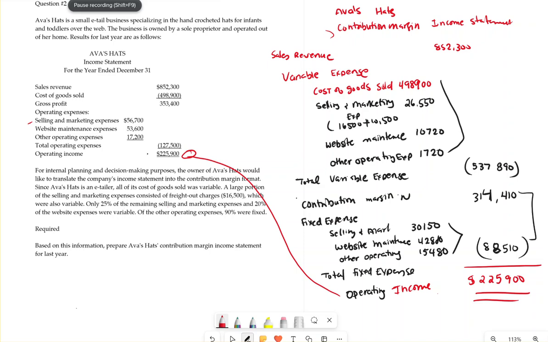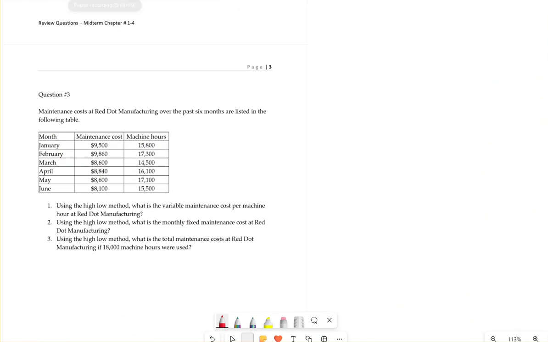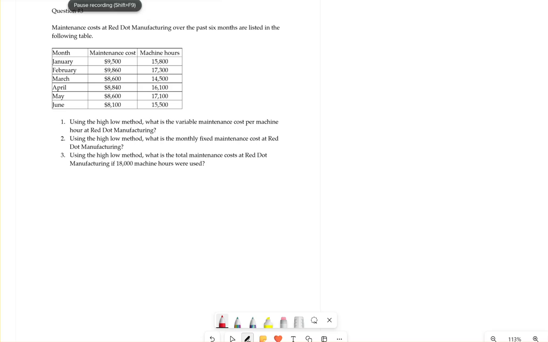How we arrive at that makes a difference. So let's go to our next one. The next one is the high-low method. So in this case, using the high-low method, what is the variable maintenance cost per machine hour at Red Dot Manufacturing? When you do that, we want to look at the high and then the low.